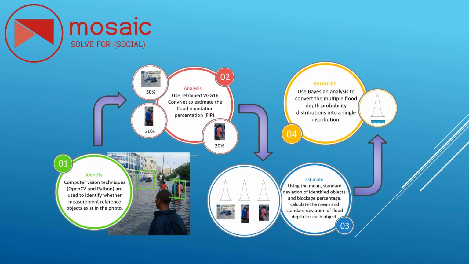And then from there, we use Bayesian analysis to convert the multiple depth probabilities that we calculated from identifiable objects into a single probability distribution that we can then use as real quantifiable data for our flooding application.